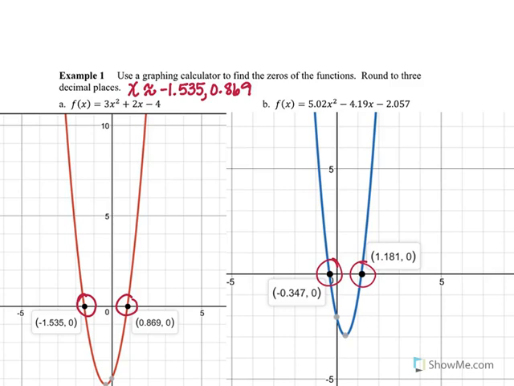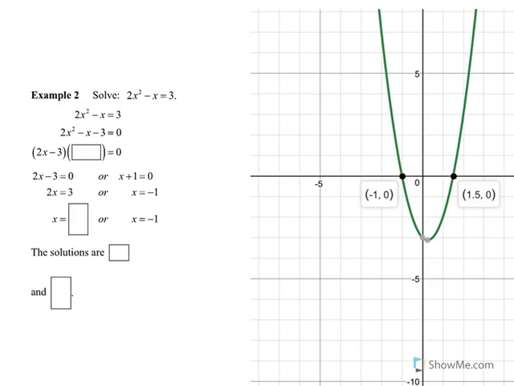I see where it crosses the x-axis. So x, we say, is approximately negative 0.347 and 1.8181. All right, now let's get into solving by factoring.